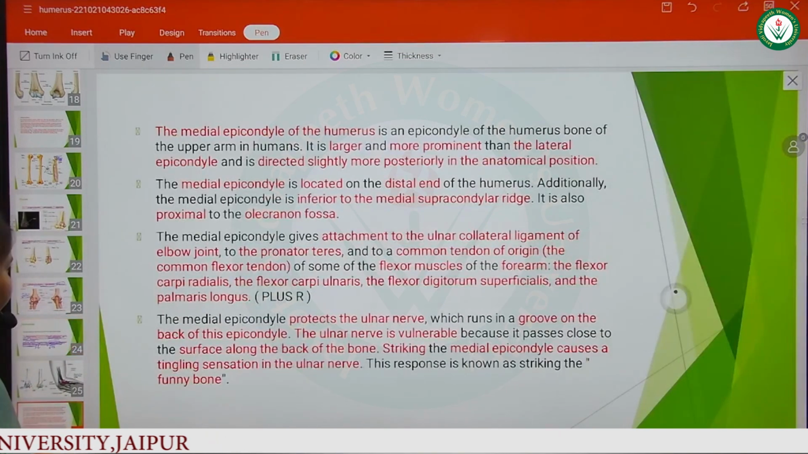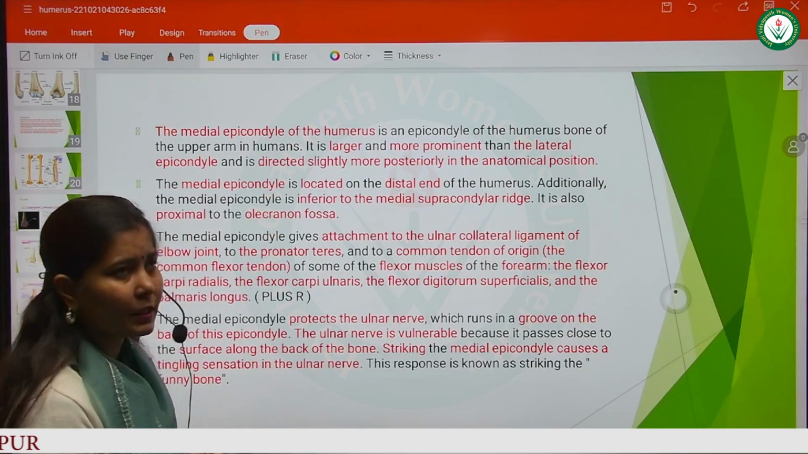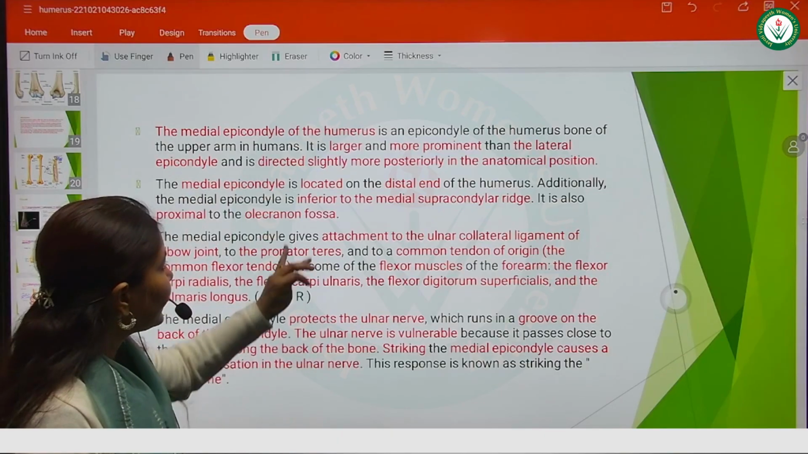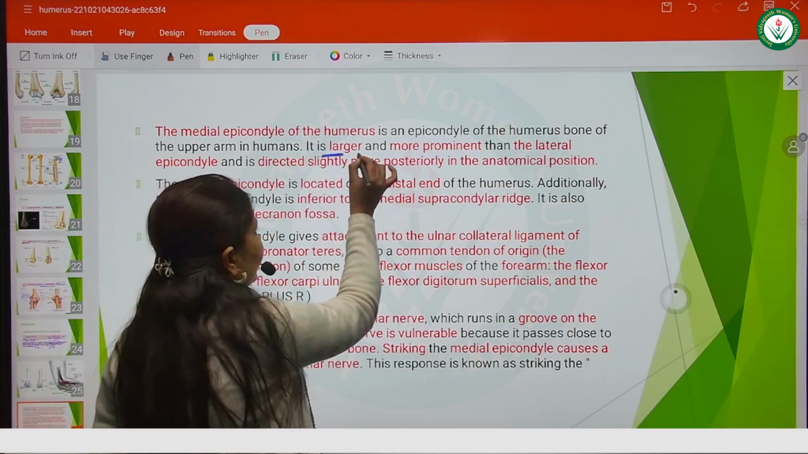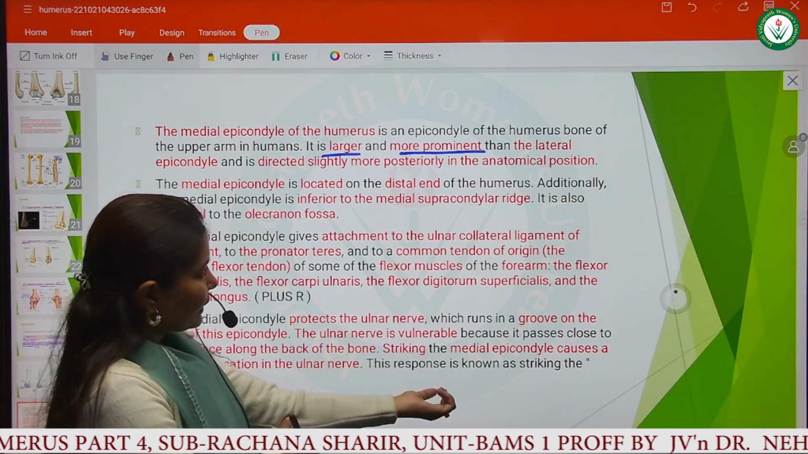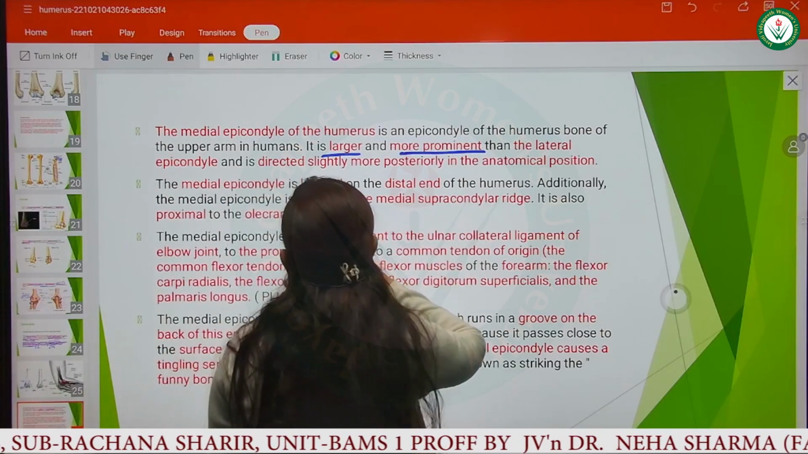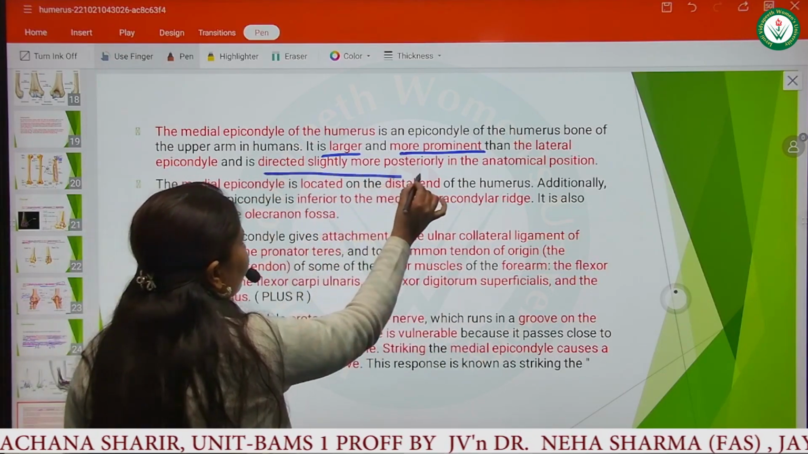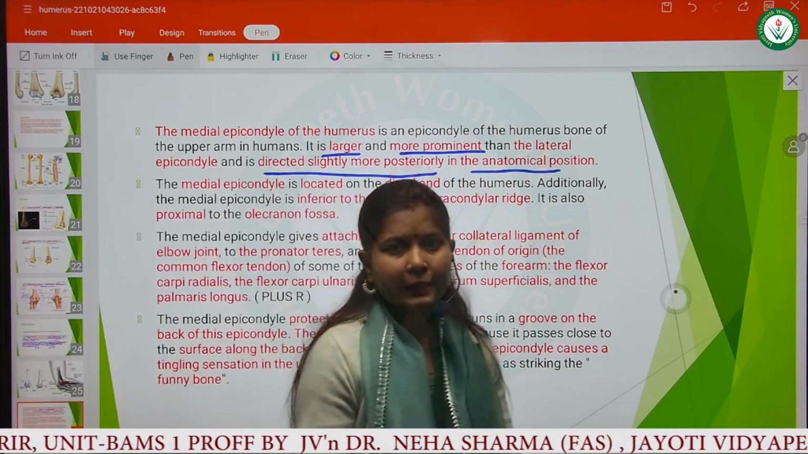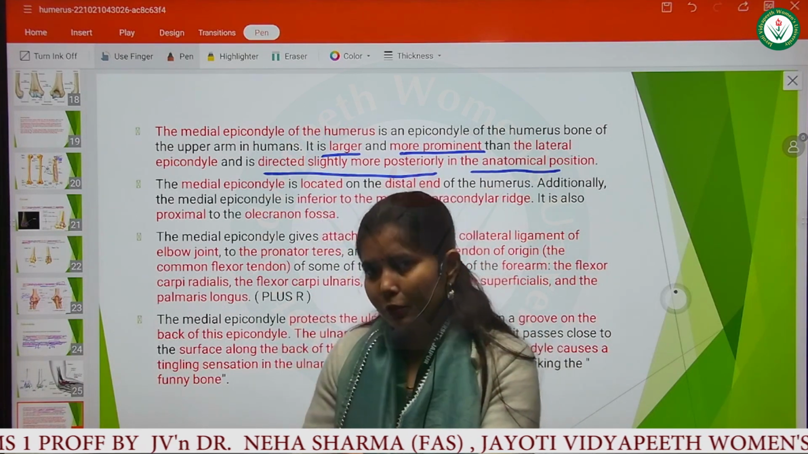After this, we will discuss the medial epicondyle. The medial epicondyle of the humerus is an epicondyle of the humerus bone of the upper arm in humans. It is larger and more prominent. We can feel here the medial epicondyle of the humerus bone, and it is directed slightly more posteriorly in the anatomical position. When we stand like this in anatomical position, the medial epicondyle will stand more posteriorly.